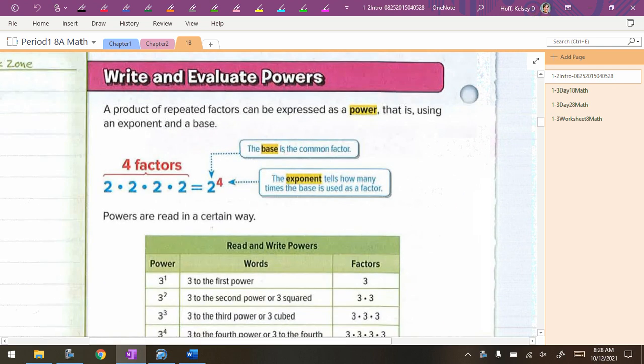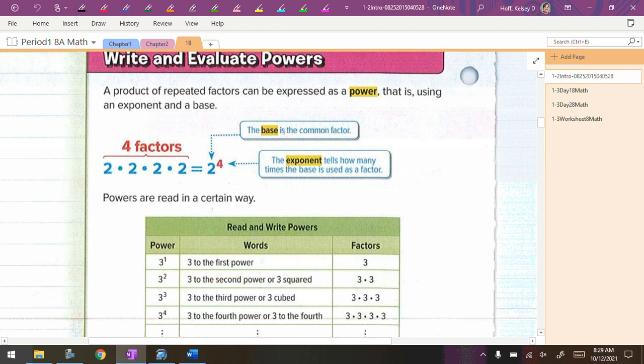So a product of repeated factors can be expressed as a power. That's using an exponent and a base. So instead of writing 2 times 2 times 2 times 2, because these are all the same, we count 1, 2, 3, 4 of them. So we have 2 raised to the 4th power.